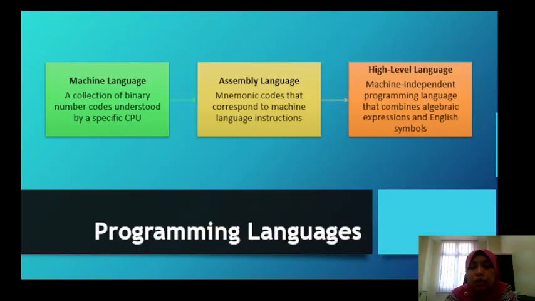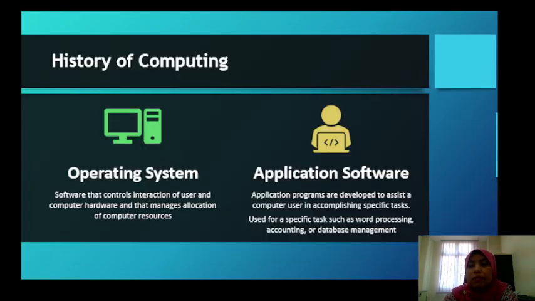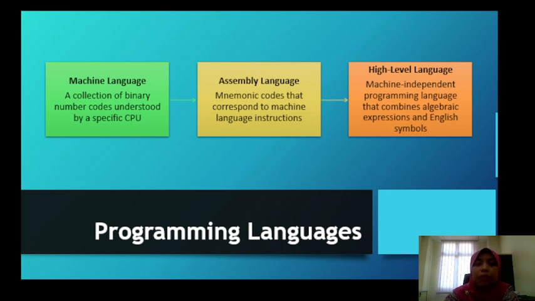Alright, and then we jump into the programming language. Suddenly from the history to the programming language. Actually, programming language has many types: machine language, assembly language and high level language. Of course, nowadays programming generation is all about high level language.